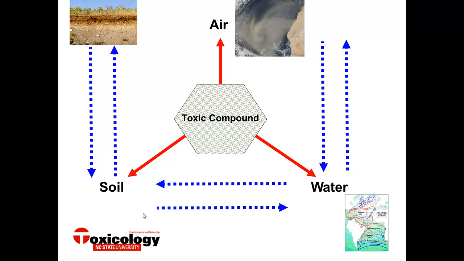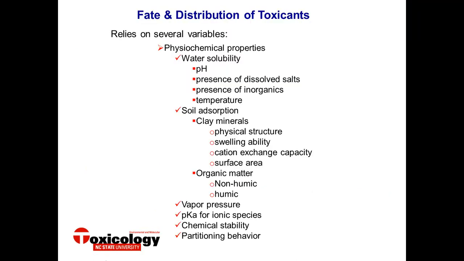But most of our discussion today will concentrate on the latter two compartments, on the water and the soil. But to understand why and how, we must first understand something about the compounds in question. When attempting to understand the behavior of a toxicant in the environment, there are specific properties that must be known. The first of these are the physiochemical properties. These include the water solubility of the compound.